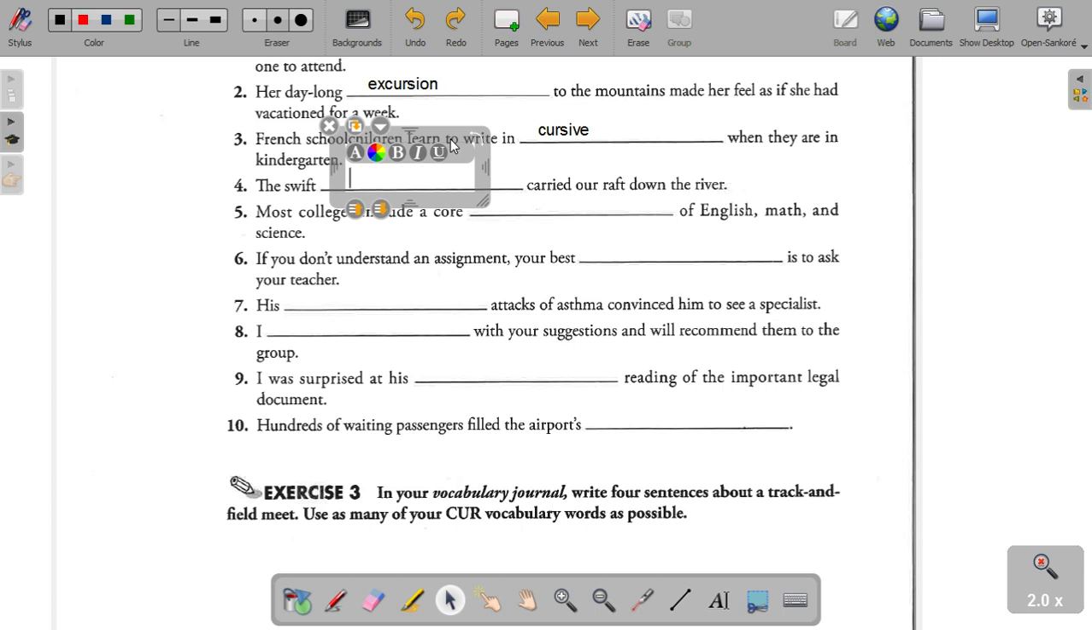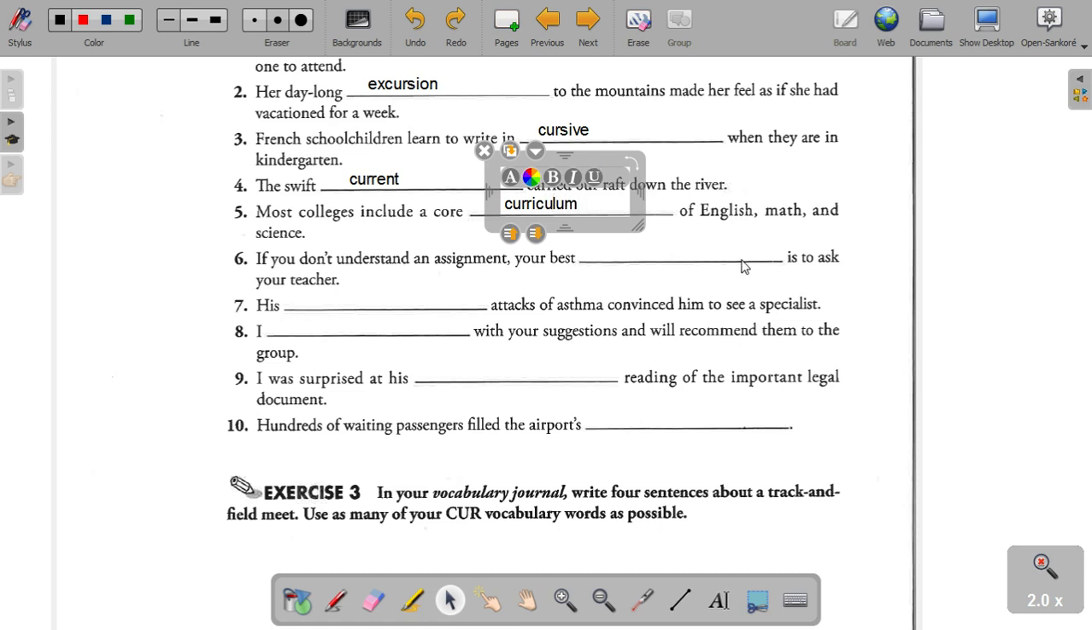It's actually science. So the swift blank carried our raft down the river is current, as I'm sure you already guessed. Most colleges include a core blank of English, math, and science. So everyone studies the same thing. It is considered curriculum. Curriculum, correct.